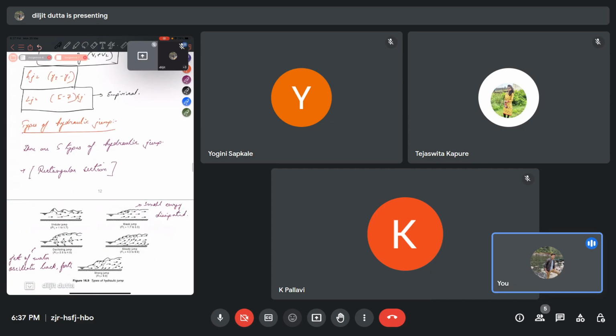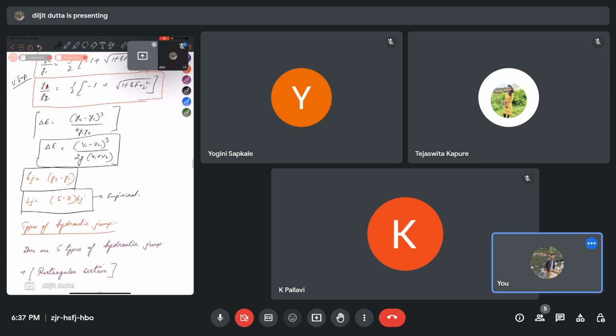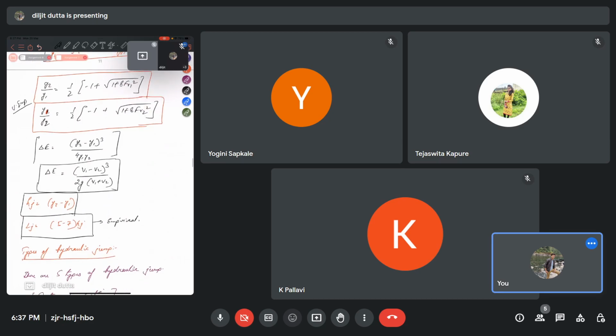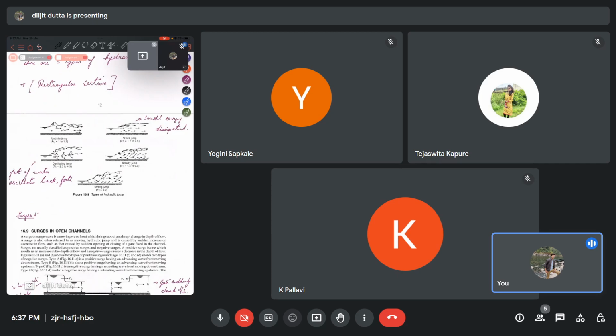Okay, so there are 5 types of hydraulic jump. We will see the types of hydraulic jump. The type of hydraulic jump will be based on the Froude number, that is the upstream Froude number that we got, Fr1. So first one is the undular jump. This occurs when the Froude number is in the range of 1 to 1.7. Second is the oscillating weak jump. Very small amount of energy is dissipated in a weak jump, and this is when the Froude number is in the range of 1.7 to 2.5.